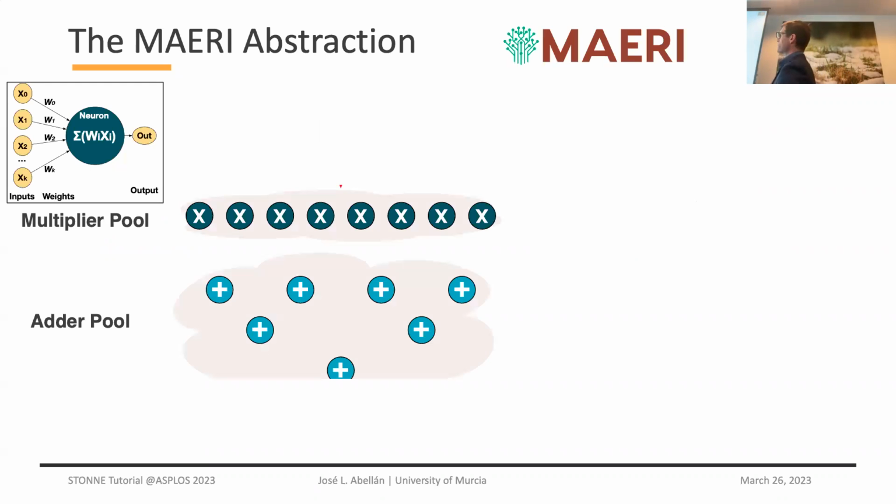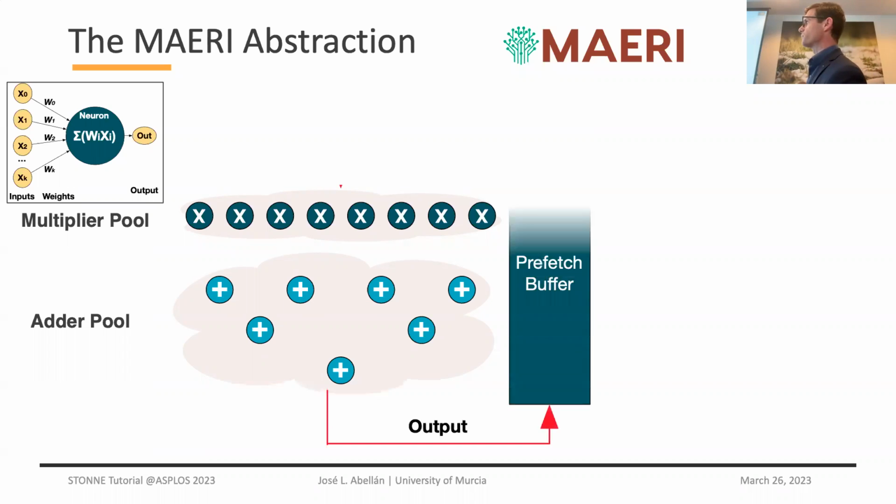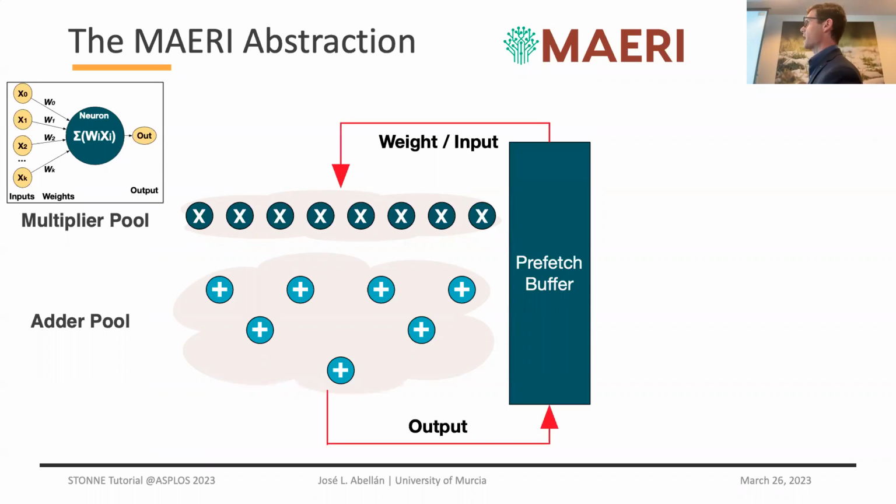So the MAERI abstraction has been developed by the Tushar group. The idea is that we need to compute the dot product operations. So we have multiplications, and we have adders, with the multiplications happening just before the reductions with the adders. Essentially we can view the MAERI abstraction as a pool of multipliers and a pool of adders, and then we have a global buffer or prefetch buffer on chip, where you are fetching the weights and inputs, and then you output the data, and you are computing all the dot product operations.